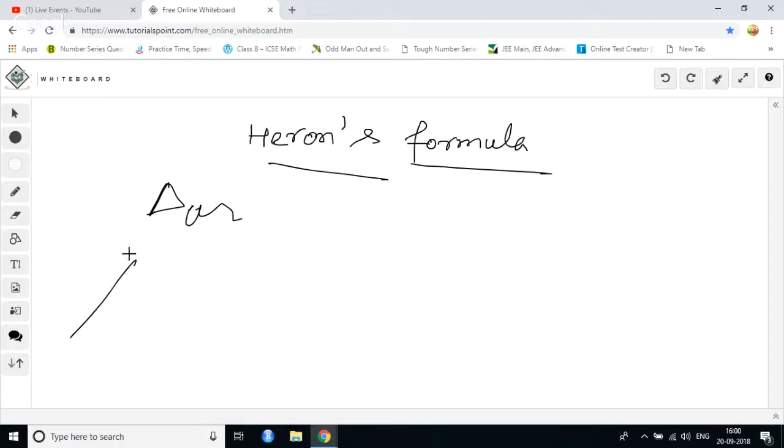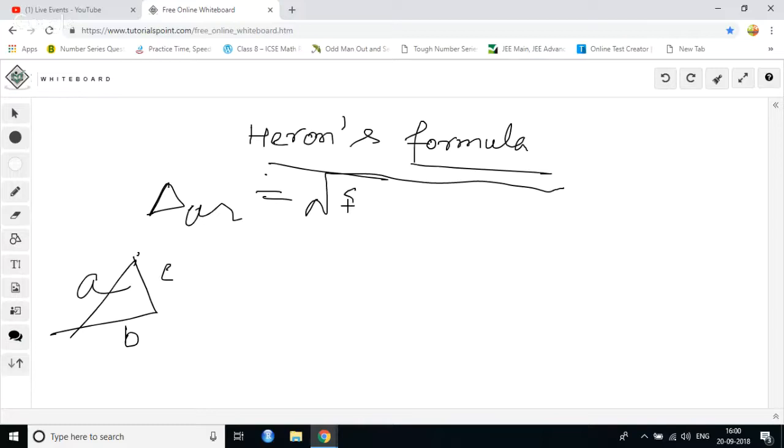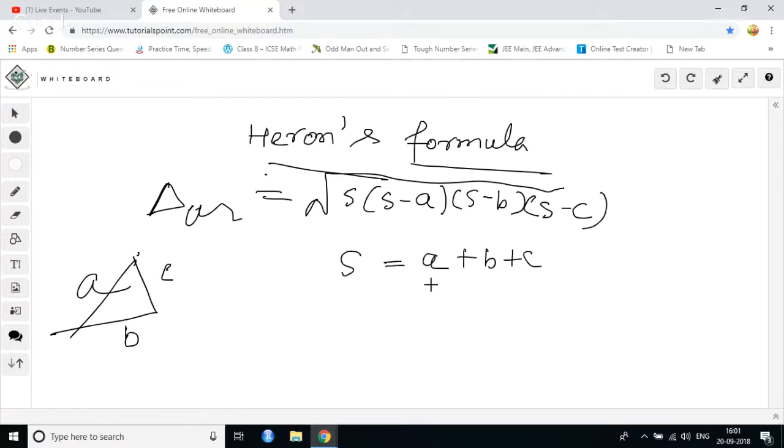So area of any triangle. First, let me make a triangle. Suppose this is my triangle, and this is A, this is B, and this is C. Sides are a, b, c. So area of a triangle can be given, and it is applicable to any kind of triangle. I'm not mentioning the name of the triangle. It can be given by the square root of S into S minus A, S minus B, and S minus C. What is S? You know a, b, c are the lengths of the sides of the triangle. S is the semi perimeter, so a plus b plus c divided by 2. So this is Heron's formula.